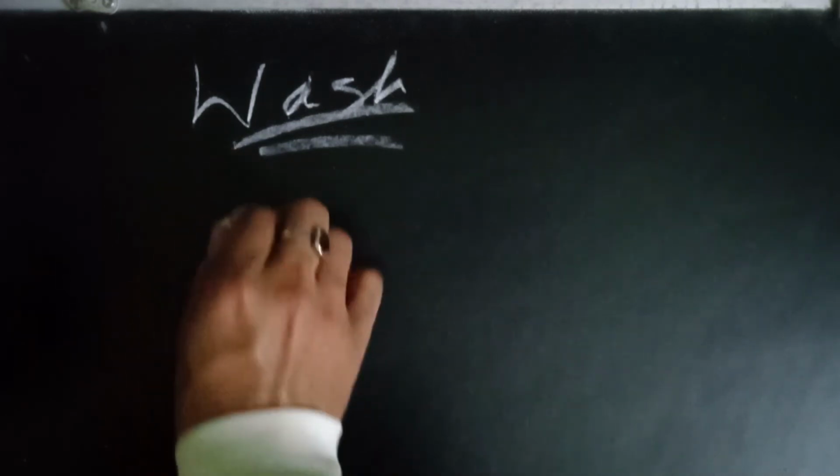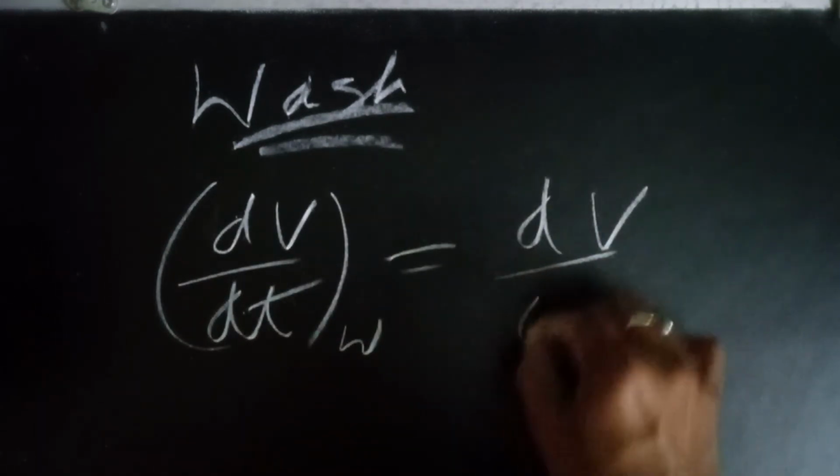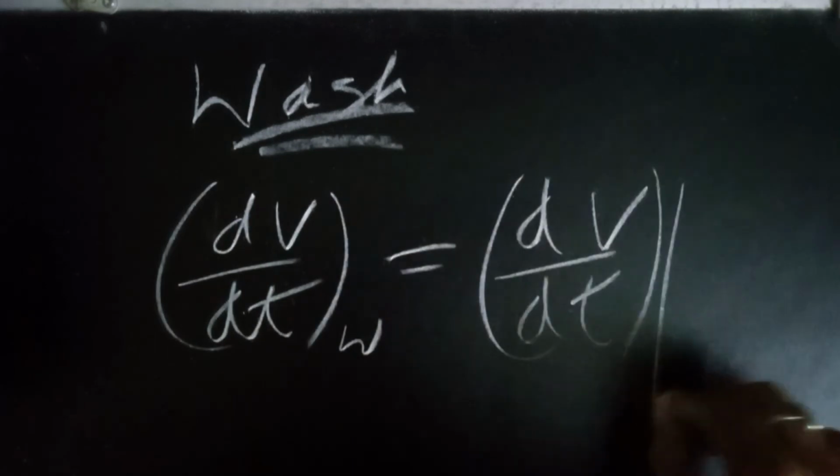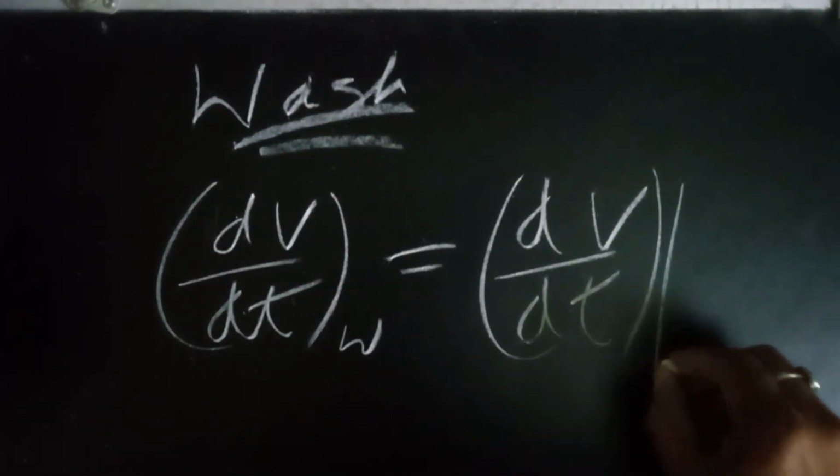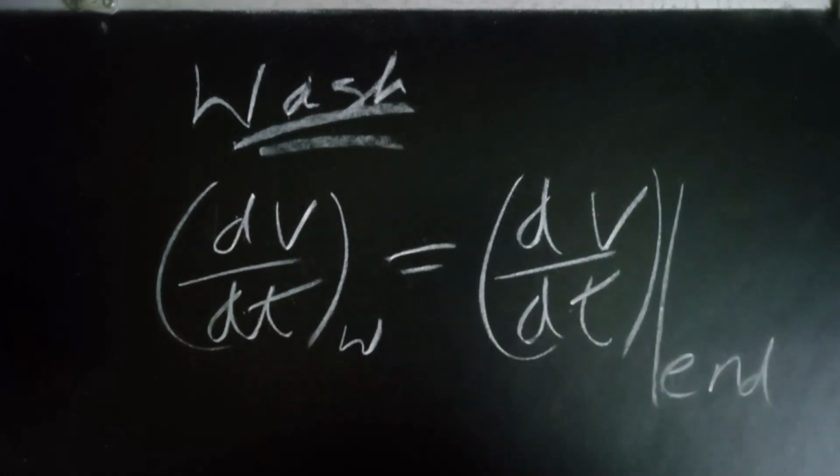Next, we need to see washing of the cake filter. The rate of washing is equal to the rate of filtration at the end of filtration, the end filtrate. This is the same rate. So how can we find out the time of washing?